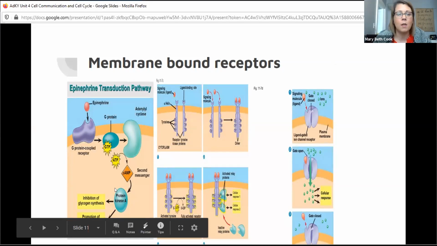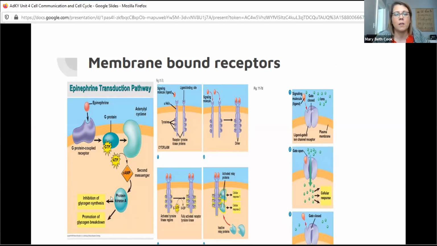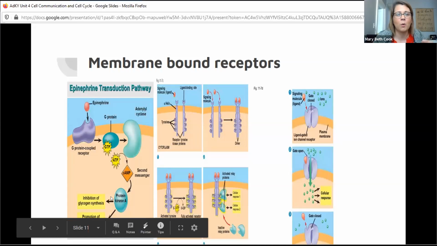And the other thing that I would want to mention is a lot of our medicines that we take affect a G protein pathway. So I think that's a lot of ways that they could ask you questions about a G protein pathway. The next kind is here in the middle.